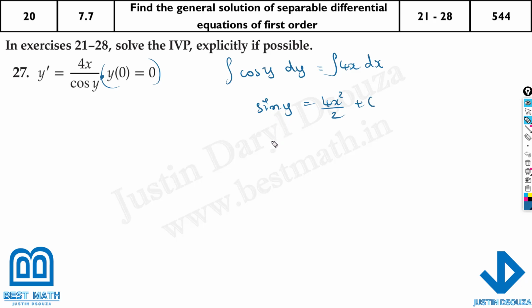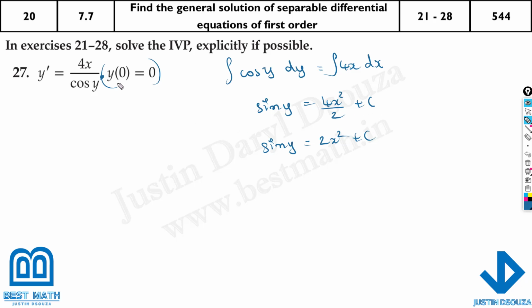Now here sine y, let it be. You can take sine to the other side. The reason I'm saying this is, if you have y power 2, y power 3, it's fine. But this is inside a function. So what we'll do is we'll take it to the other side. But before that, first let's find the constant of integration and then we'll do that. Okay. So here sine y is equal to 2x squared plus c.